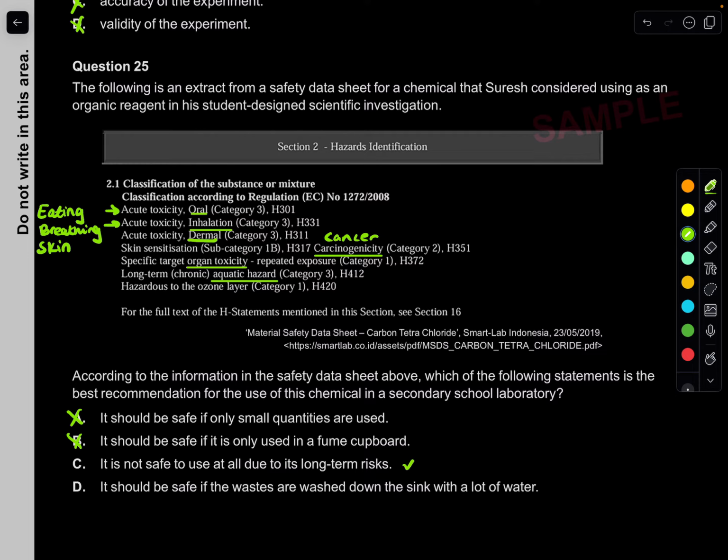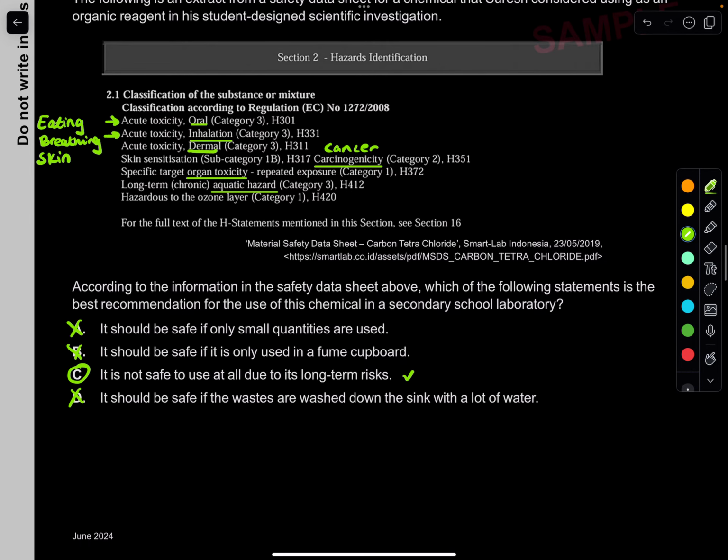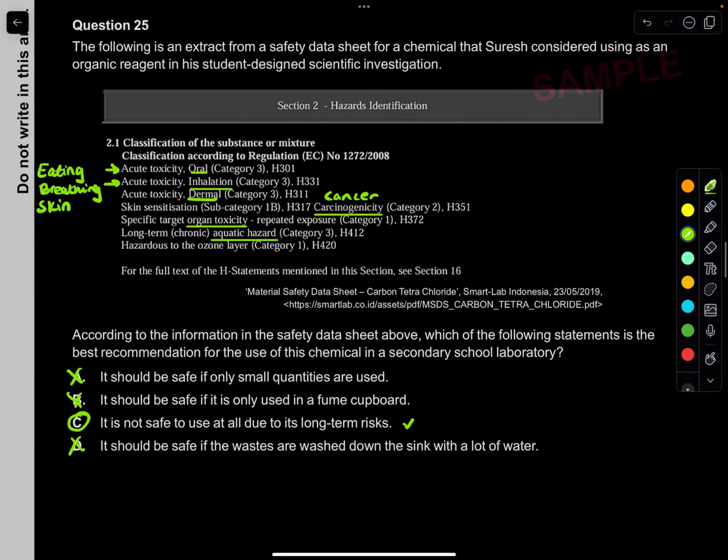It should be safe if the waste is washed down the sink with a lot of water. Rubbish! You don't wash it down the water because it has aquatic hazards. It basically affects animals and all that stuff. So it's only C, I would say. Absolutely, C would be the best. This is too dangerous. It has more flaws than good things about it.